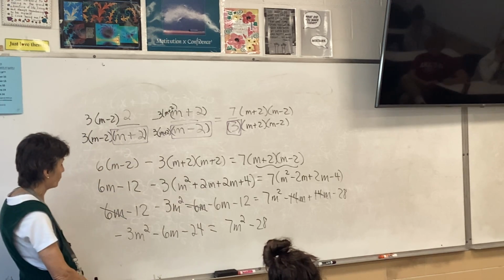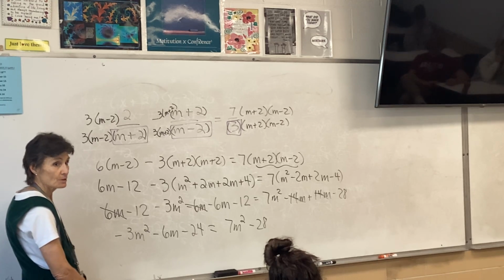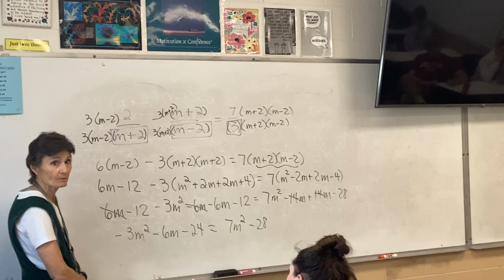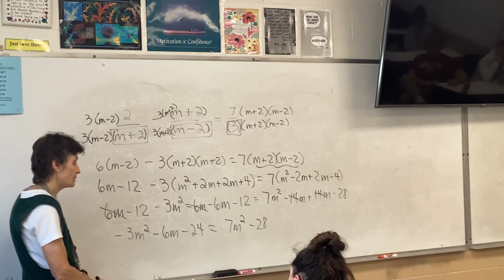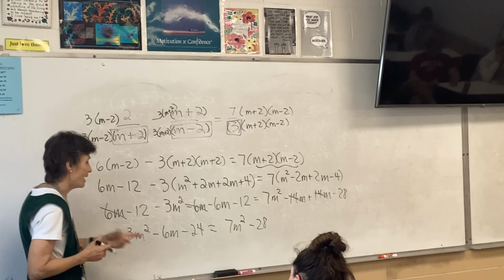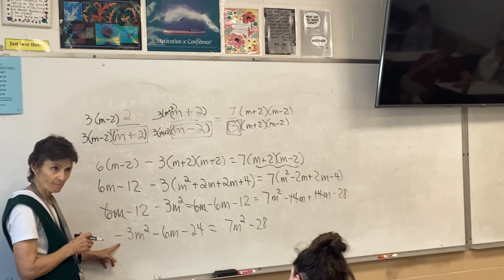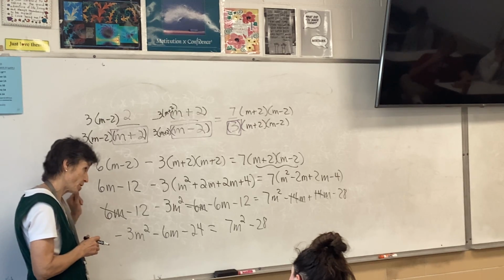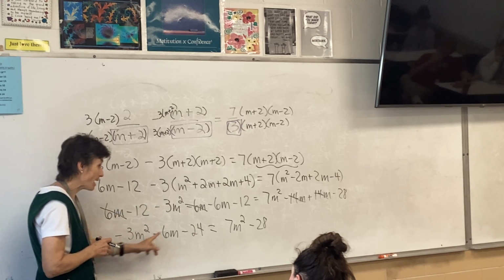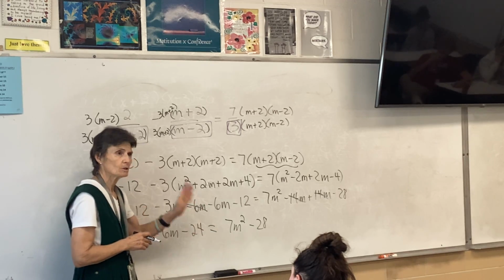All right, so now what happens? Subtract 7m squared, minus 28 over. You need to get everything on one side or the other, right? Now, again, everybody has his or her own personal style. I hate having my m squared be negative, so I'm actually going to go that way. So I'm going to add 3m squared. Does it matter? No. Go one way or the other.